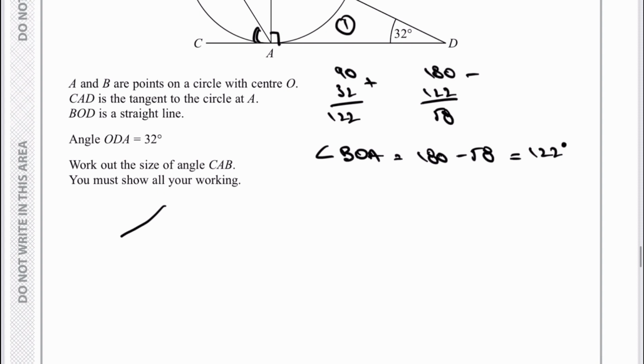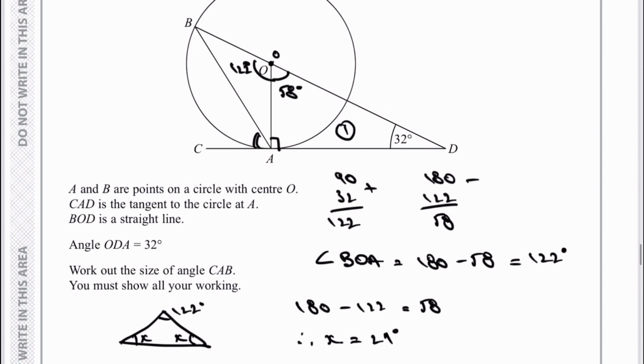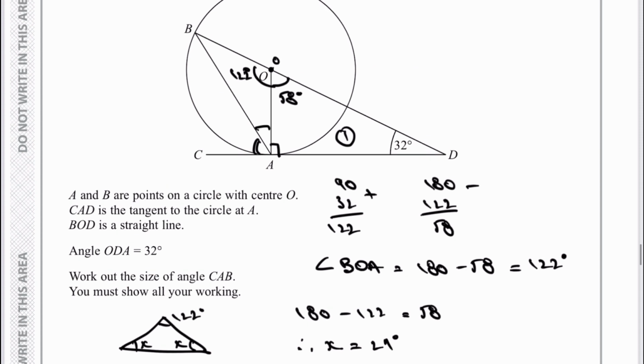I've got an isosceles triangle where the top angle is actually 122 degrees, which we've just worked out, and the two bottom angles, let's call them X and X. Because it's isosceles, we know the base angles are equal. So it's going to be 180 minus 122 is going to equal 58, and then therefore X is going to equal 29 degrees. So if I go back to my actual picture here, it means this angle is 29 degrees.